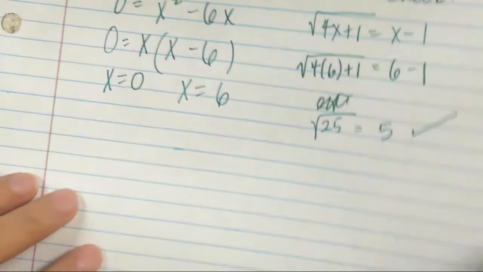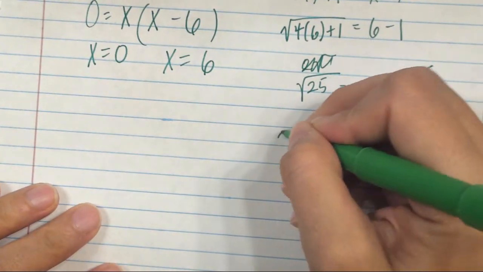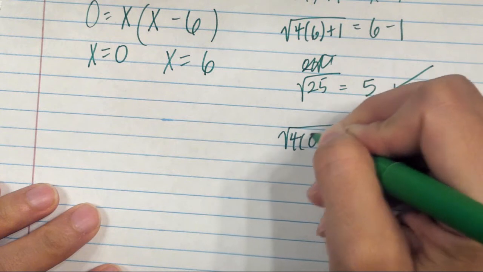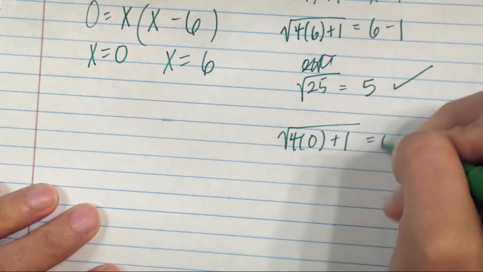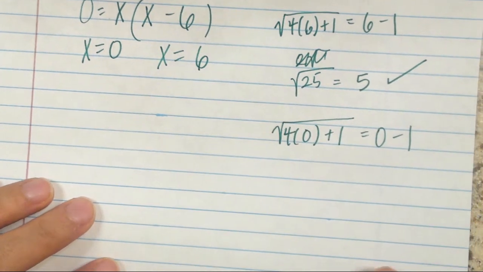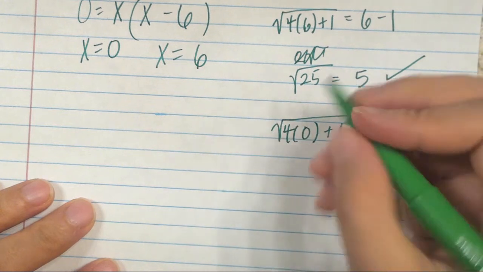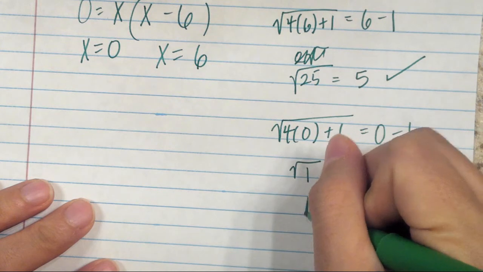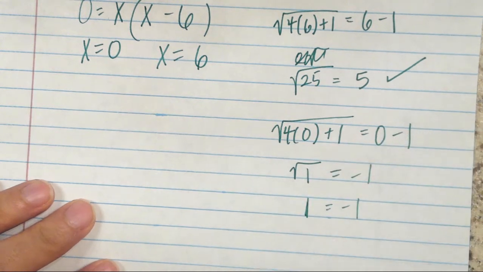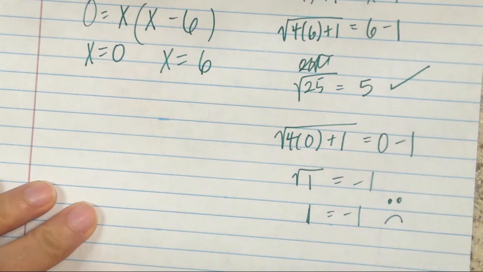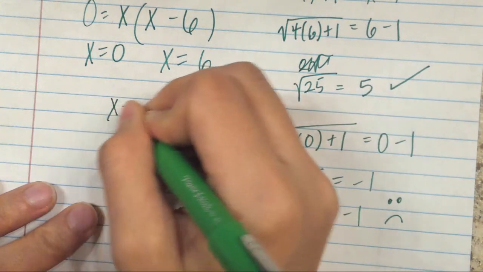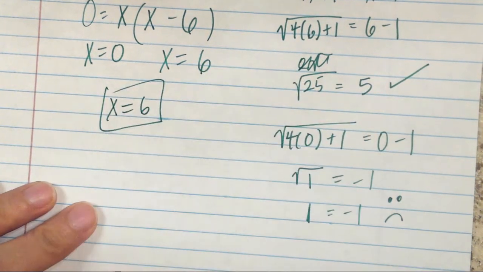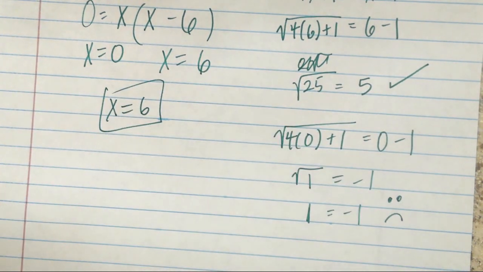Let me check my other guy. So I have 4 times 0 plus 1. Does that equal 0 minus 1? Now 4 times 0 is 0, so you get the square root of 1. Now the square root of 1 is 1. In this case, it doesn't equal negative 1, so that one doesn't work. So my answer is x equals 6. Alright, on to the next problem. I'm going to do number 3.